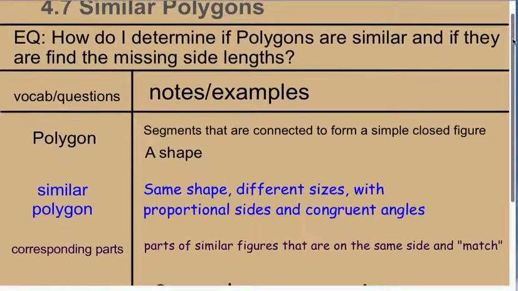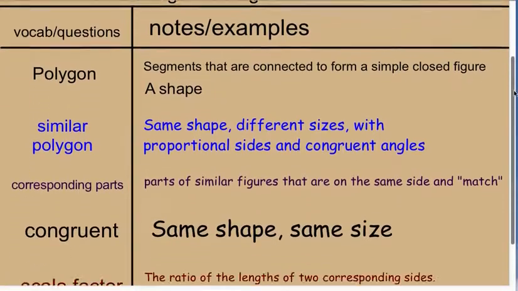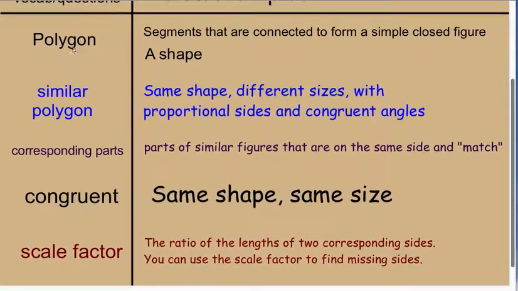Some of the simple vocabulary words are listed here, but first our essential question. How do I determine if polygons are similar? And if they are, how do I find the missing side lengths if they're not listed? First, it would be helpful to know what a polygon is. A polygon is a shape that is made of segments that are connected to form a closed figure.